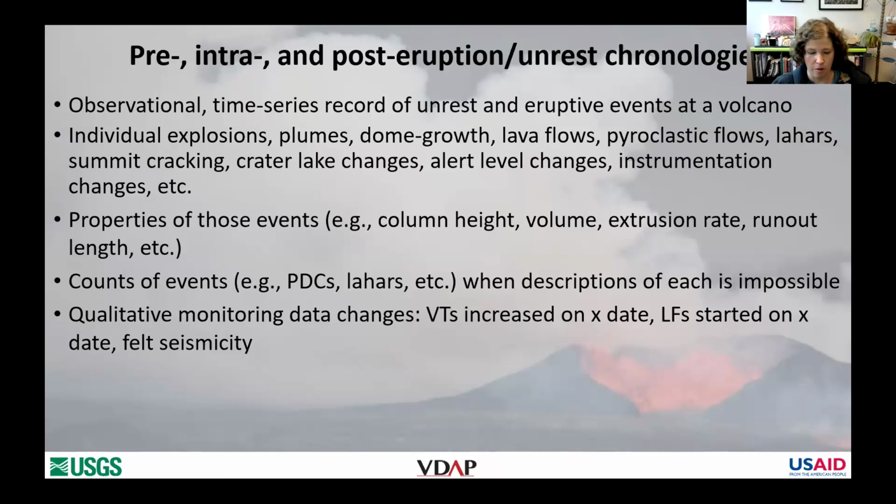So there might not be descriptions of these events. And we are also interested in sort of qualitative monitoring data changes. So a lot of our sources might say something like there was an increase in volcanotectonic earthquakes on this day, but we're not really talking about instrumental monitoring data like seismic data or GPS.